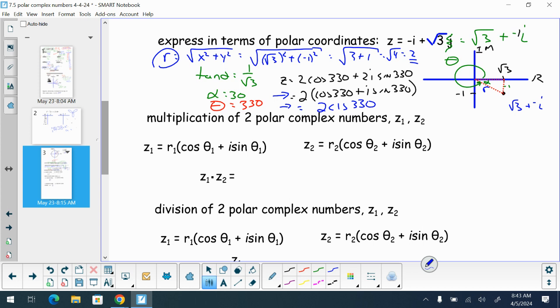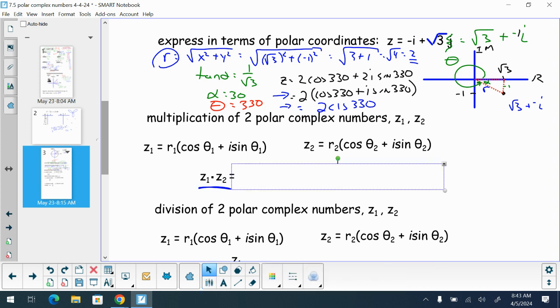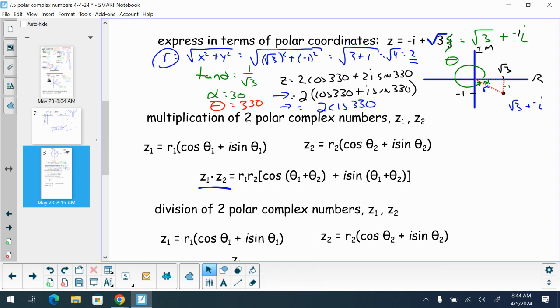We can multiply two polar coordinates, or imaginary numbers in polar coordinates. When we multiply them, this is equal to the product of both of the magnitudes, R1 times R2. And since we're multiplying, we're going to be adding our angles. Cosine theta 1 plus theta 2 plus I sine theta 1 plus theta 2.